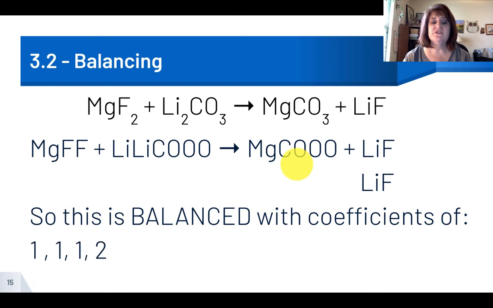So the coefficients are 1, 1, 1, 2. Hope this helps.